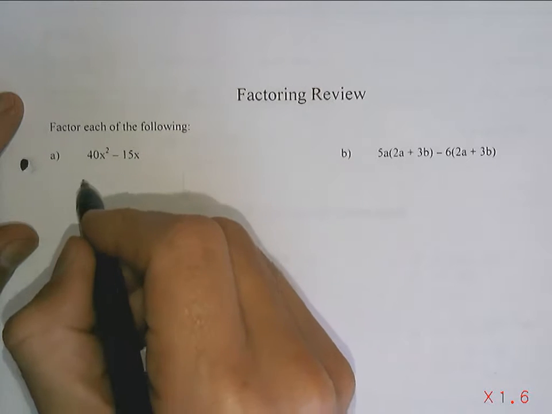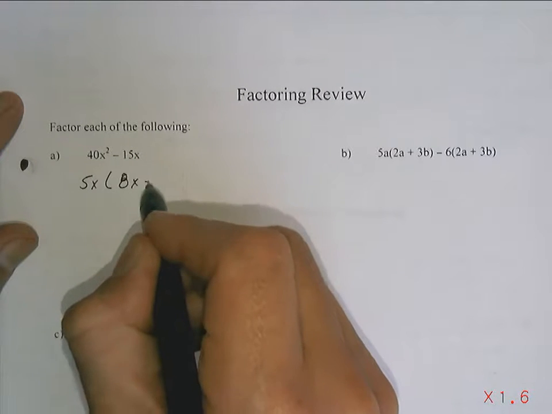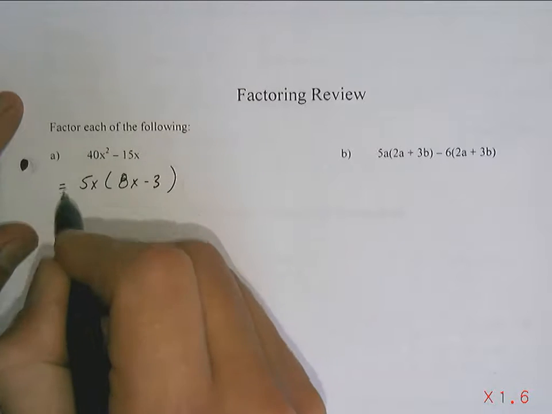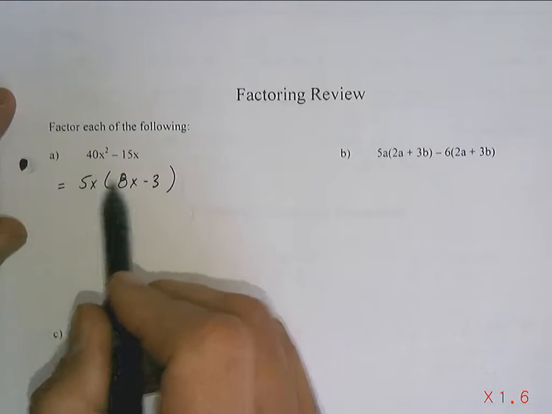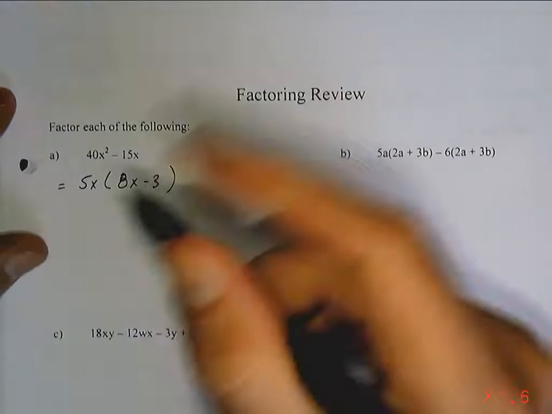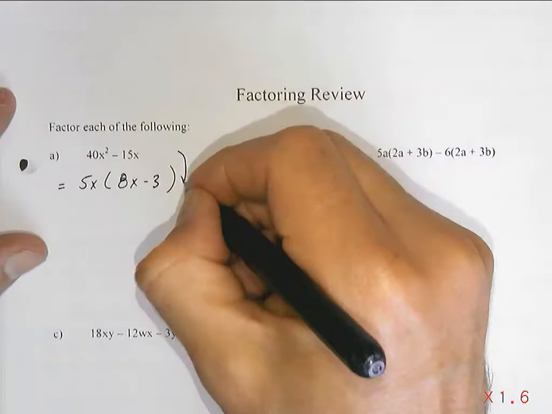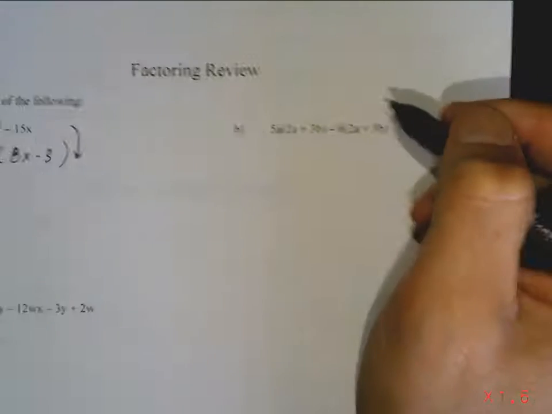We're going to notice that I can take a 5 and an x out of both of them, leaving me with 8x minus 3. And I'm going to check: 5 times 8 is 40, x times x is x squared, 5 times negative 3 is negative 15, times x is 15x. So coming this way is factoring, going the opposite way is expanding.